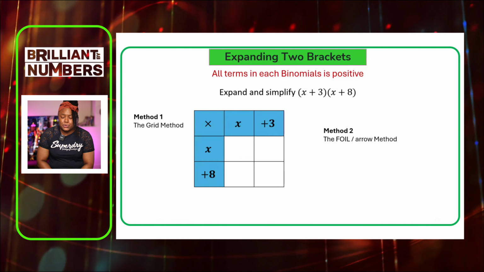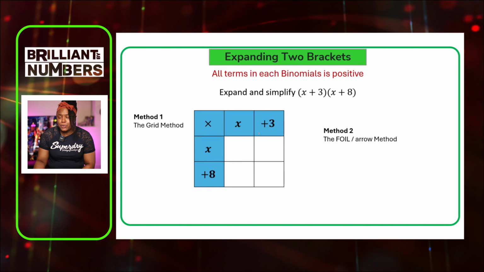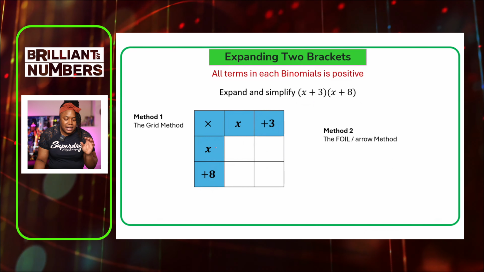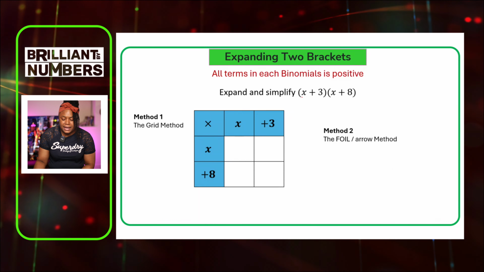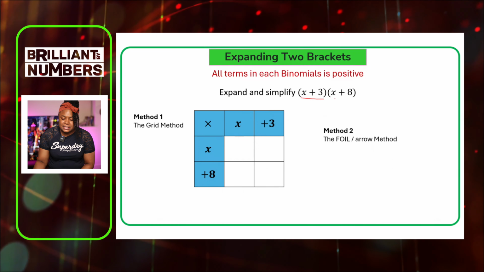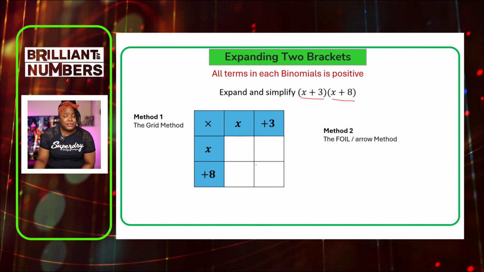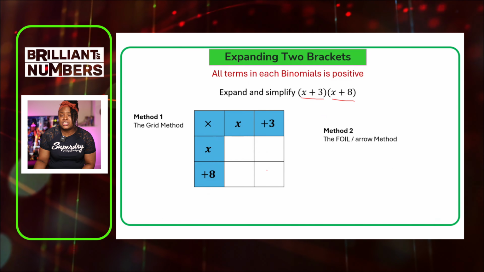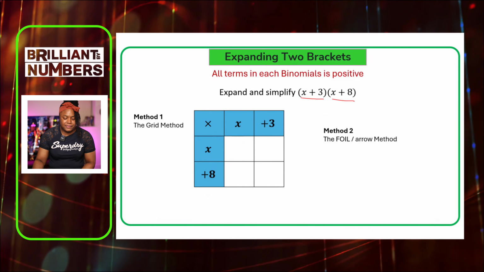If we're going to use the grid method, what we need to do is to set out each binomial in the grid, across and vertical as well. You can see here the first one I've got x and add 3. For the second one, I've got x and add 8. So I've set up my grid. All I need to do is to multiply them and put my terms in each section of the grid. And then I will collect them and simplify.